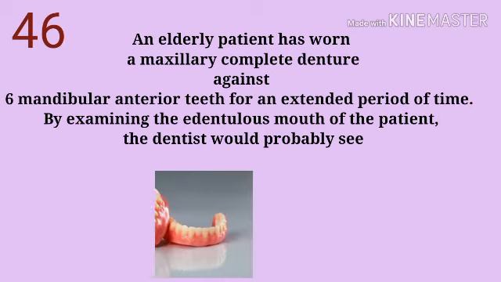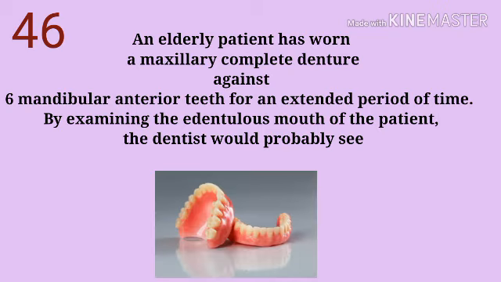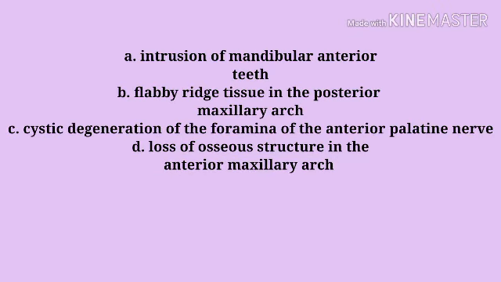First question. An elderly patient has worn a maxillary complete denture against six mandibular anterior teeth for an extended period of time. By examining the edentulous mouth of the patient, the dentist would probably see: A. Intrusion of mandibular anterior teeth. B. Flabby ridge tissue in the posterior maxillary arch. C. Cystic degeneration of the foramina of the anterior palatine nerve. D. Loss of osseous structure in the anterior maxillary arch. Answer is D.